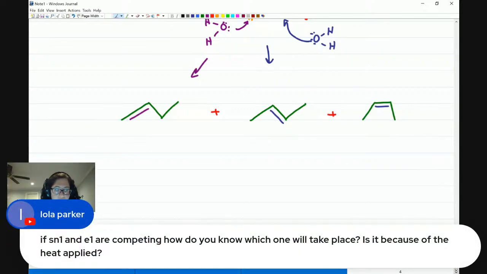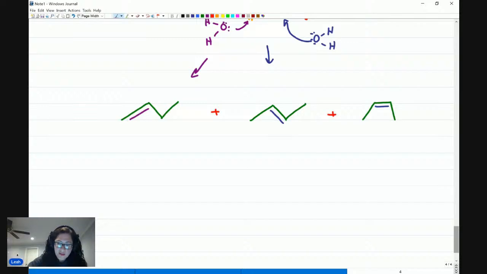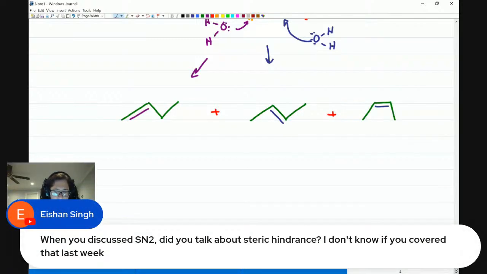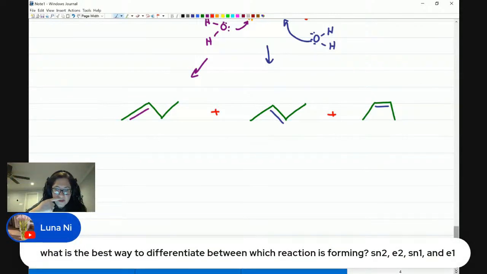Let's see. If SN1 and E1 are competing, ask me this question because we're going to ask me again soon because we're going to cover that. When you discuss SN2, I did not. That's a good question. Ask me at the end and maybe I'll have time to cover it. What is the best way to differentiate between which reaction is forming?